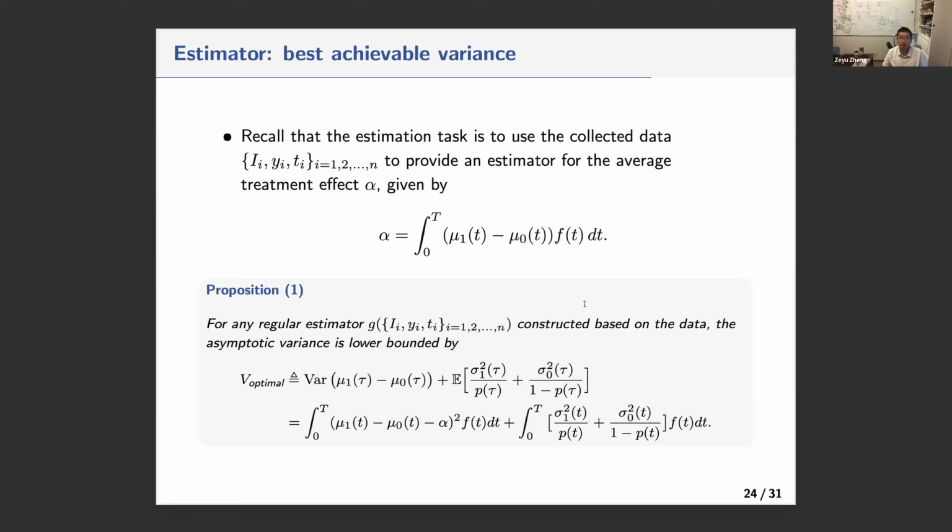And in terms of the asymptotic variance that appears at the central limit theorem level, it basically says that, given the collected data over the time horizon, if using that to construct the estimator for the average treatment effect, for any regular, asymptotically unbiased estimator constructed based on the data, the asymptotic variance cannot be better or smaller than this V optimal. And it turns out that V optimal is exactly the asymptotic variance achieved by our proposed estimator. Okay. So this is a sort of guarantee to answer the question, can the estimator do better in terms of some notion, and the notion here is in terms of asymptotic variance.